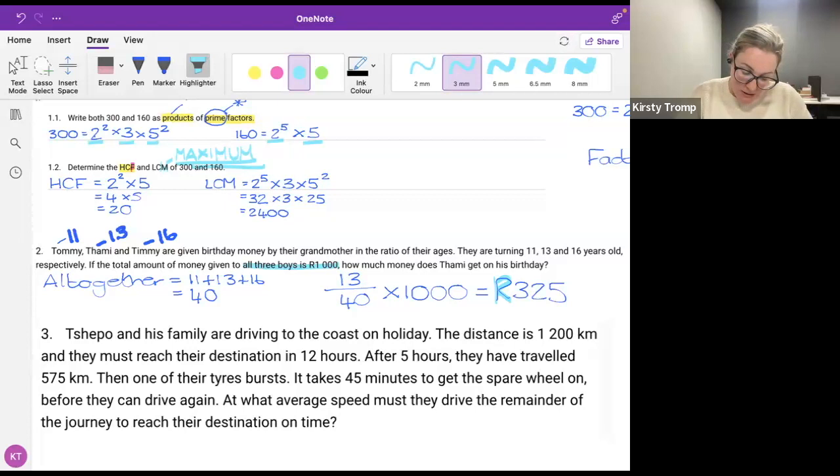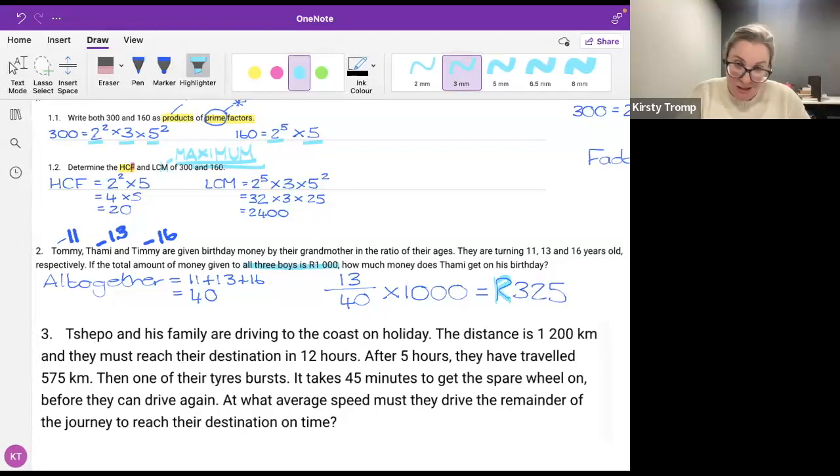So, last question, and then we're going to have a bit of a brain break. The question says, Tshepo and his family are driving to the coast on holiday. The distance is 1,200 kilometers, and they must reach their destination in 12 hours. After 5 hours, they have traveled 575 kilometers. Then one of the tires burst. It takes 45 minutes to get the spare wheel on before they can drive again. At what average speed must they drive the remainder of the journey to reach their destination on time?